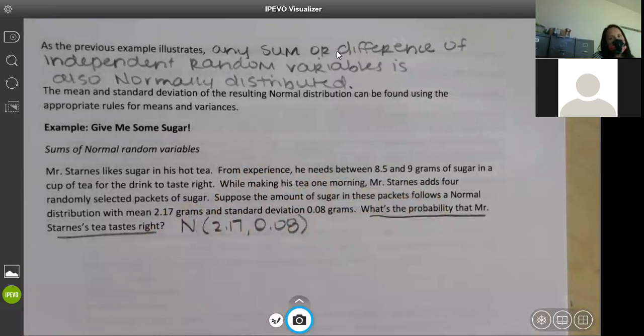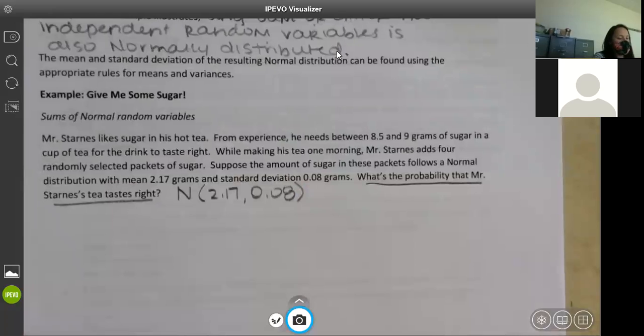All right, so how can we tell if his sugar tastes right? This is just for 1 packet. How many packets did he put in? 4. Are they different each time or are they the same? Essentially, they should be the same, right? If we're using the same brand, like Splenda, the packets should pretty much follow the same distribution.